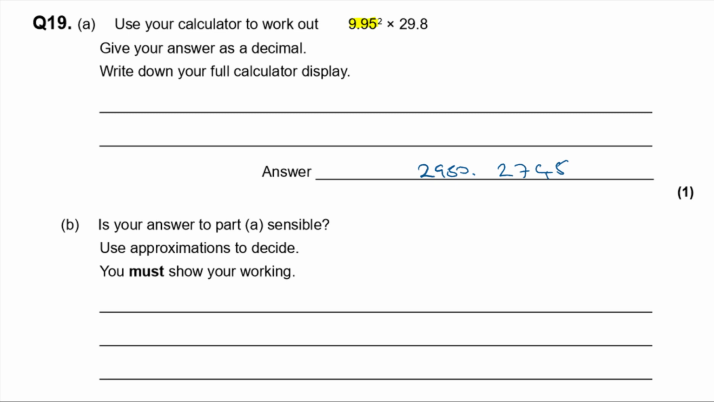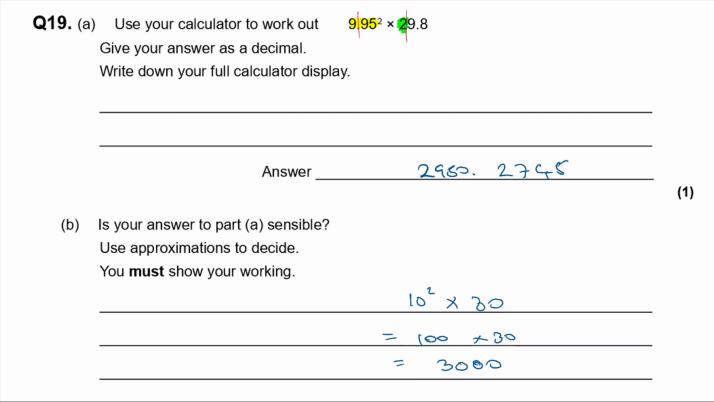So let's take 9.95 to start with. Rounding that off to one significant figure, the first significant figure is that 9 there. So if I round it off after the 9, I'm going to get 10. So that's going to be 10 squared, and I'm going to multiply that by 29.8. Again, rounding to one significant figure, I round it off after the 2. Next digit is a 9, so I round up to 30. So it's going to be 10 squared times 30. Now 10 squared is 100, times 30 is going to be 30 plus 2 extra zeros.